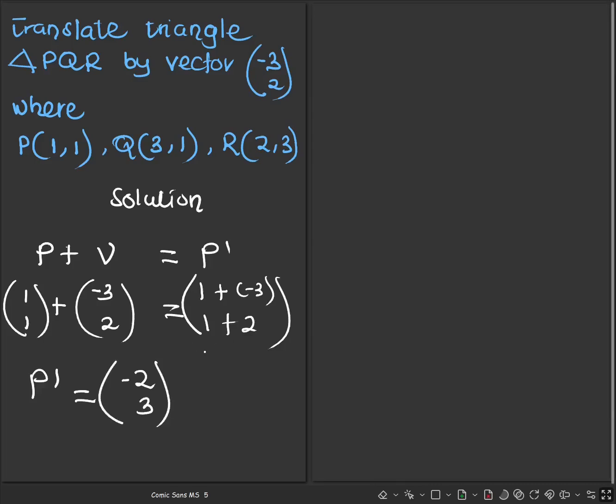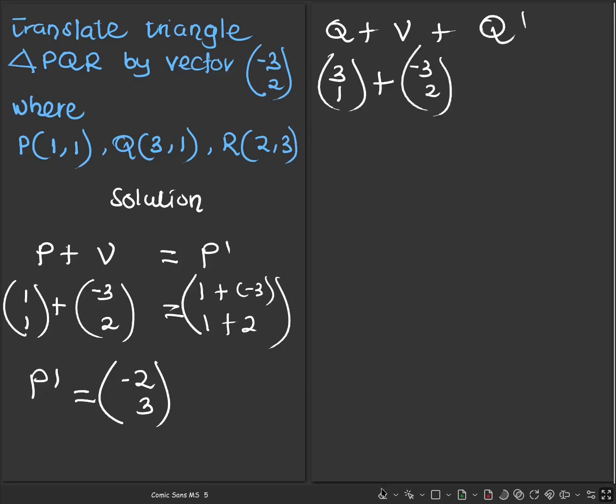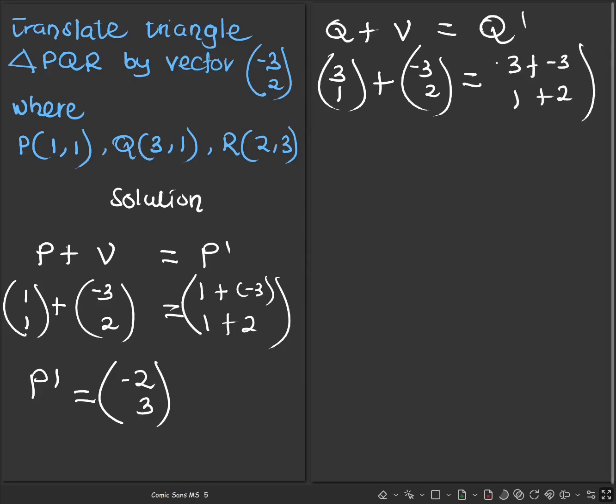And we would have to do the same thing for Q and then R as well. So for Q, we are going to say Q plus this vector will give us Q prime. And looking at the coordinate of Q, we had 3, 1, then plus our translation vector, which is -3, 2, should then be equal to 3 plus -3, then 1 plus 2. Hence, our Q prime is going to be 3 plus -3. That is going to give us a 0. Then 1 plus 2 gives us 3.